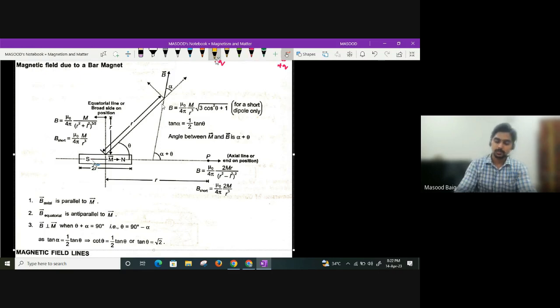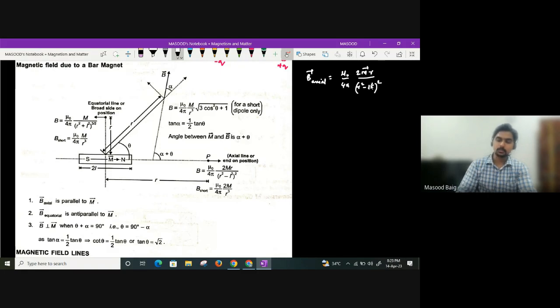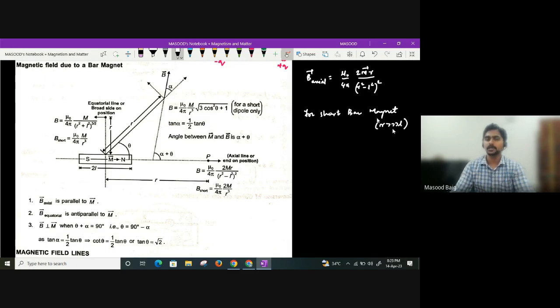If you look at the axial point, what is the magnetic field at the axial point? If I write it in vector form, the magnetic field at the axial point will be given as mu naught by 4 pi, 2 m bar into r divided by r square minus l square, whole square. Now, what is the meaning of a short dipole or a short bar magnet, guys? For a short bar magnet, always remember the distance will be greater than the length. So r is much greater than the length. It is also called an ideal magnet, guys.